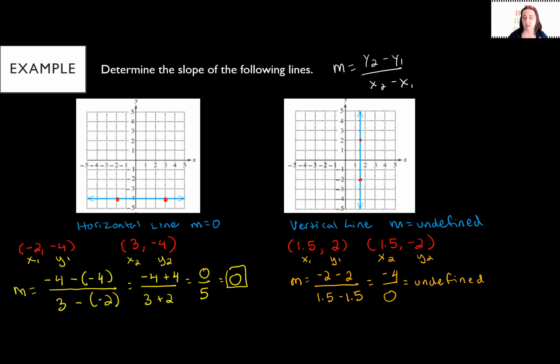But it's a lot easier if you memorize that, or you don't have to memorize, you can have a note card or something where you have this written down: horizontal lines have a slope of 0, vertical lines have a slope of undefined. Any questions?